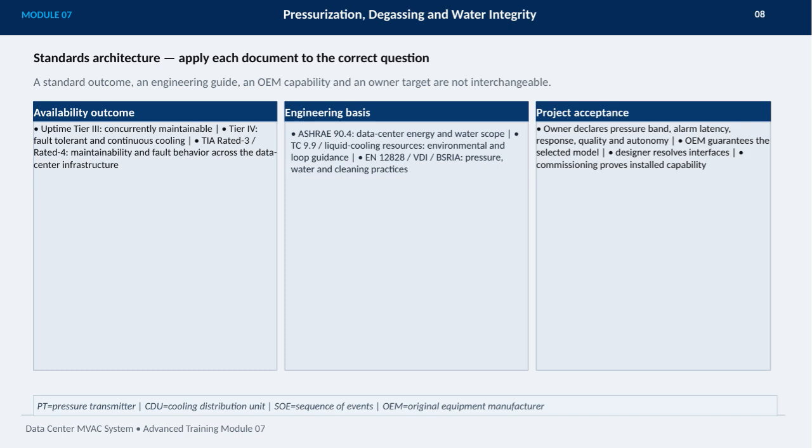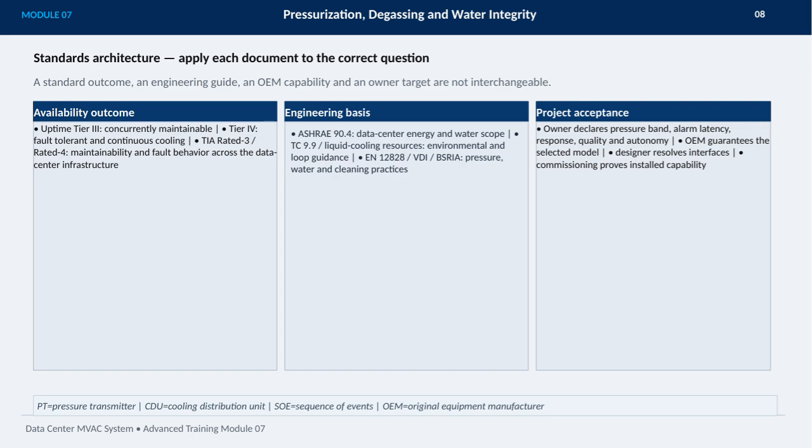For project acceptance, the owner is responsible for declaring pressure bands, alarm latency, response, quality, and autonomy requirements. The OEM guarantees the chosen model, the designer resolves system interfaces, and commissioning confirms the installed system meets all capabilities.